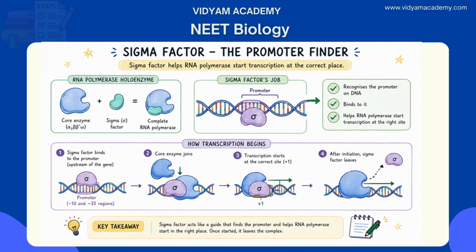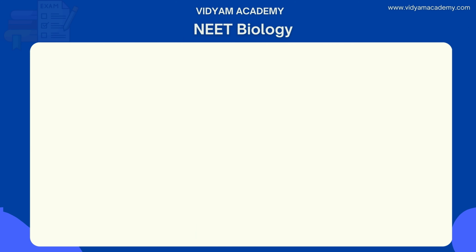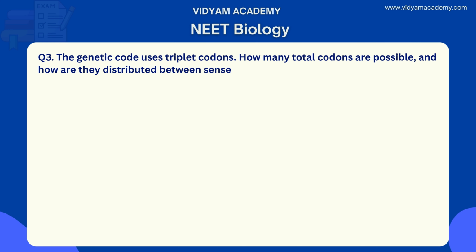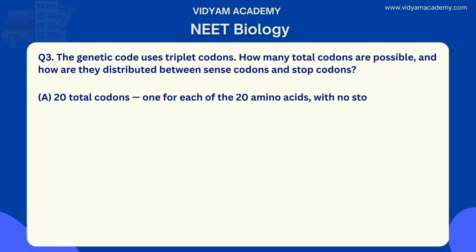That's why sigma factor recognizes and binds the promoter sequence on DNA, enabling transcription to initiate at the correct site. Option C is the right answer for this question. Question number 3. The genetic code uses triplet codons. How many total codons are possible and how are they distributed between sense codons and stop codons? Option A, 20 total codons, one for each of the 20 amino acids with no stop codons.